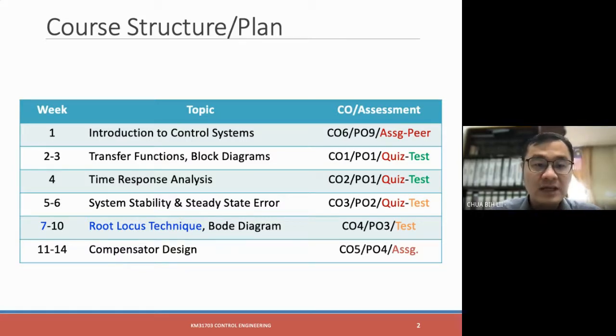So initially we have set this course plan at the beginning of the semester, and you can see we are at week number 7 now, and we are covering the root locus technique. So up to now everything is on track. The only thing we have missing currently is we have just done our test 1, and we will cover test 2 after we finish this and the next chapter.